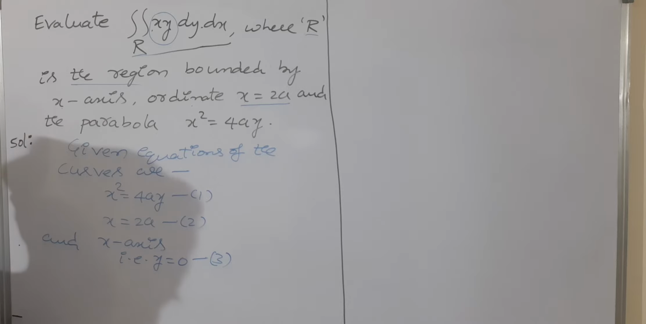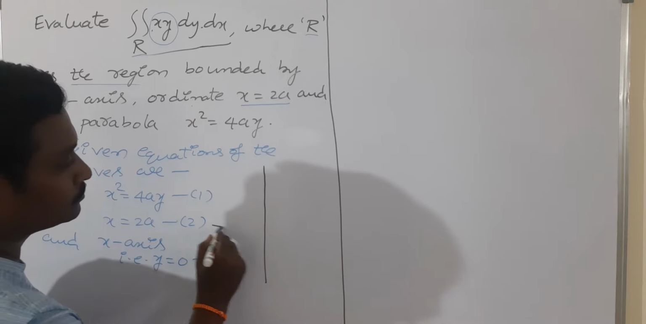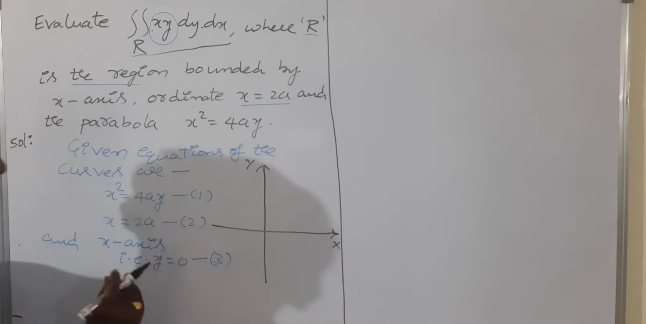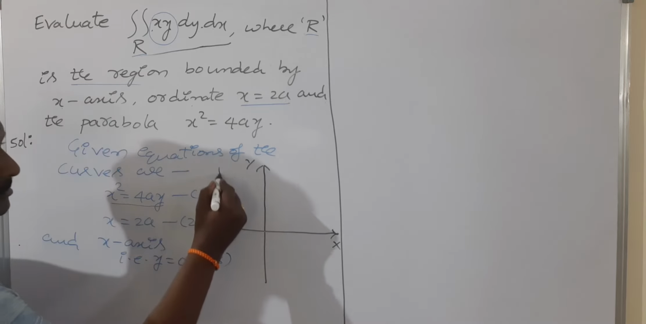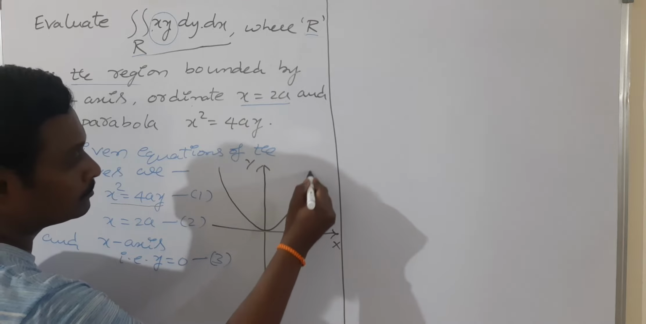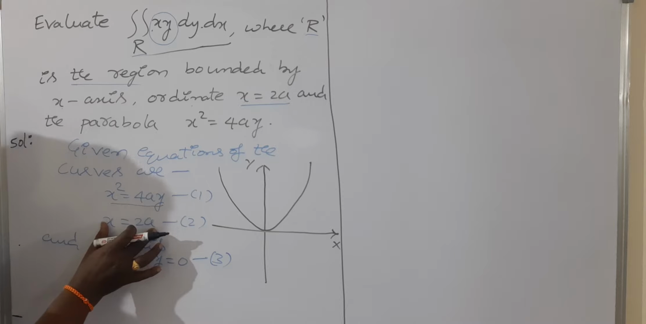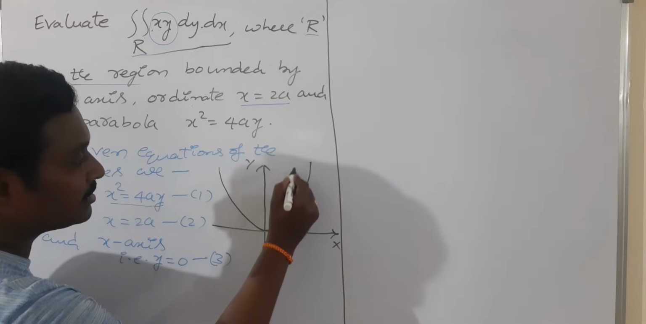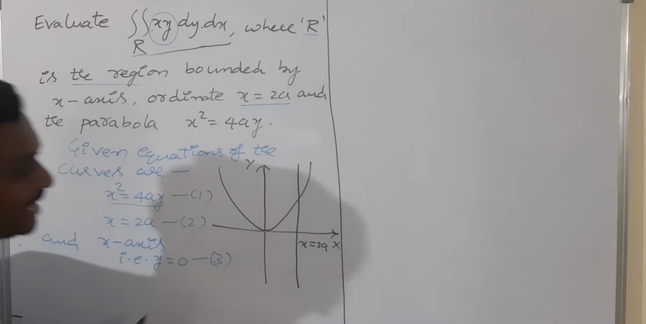So, please draw the figure. Everybody knows that this is the x-axis and this is the y-axis. First draw the upward parabola, which is x square is equal to 4ay. This is the upward parabola and x is equal to 2a line. X is equal to 2a is a straight line which is parallel to the y-axis at a distance 2a. Assume that this distance is 2a and draw a straight line here. This is the x is equal to 2a line.